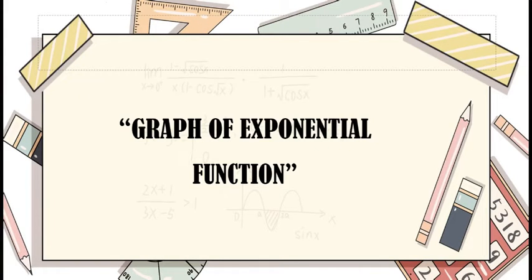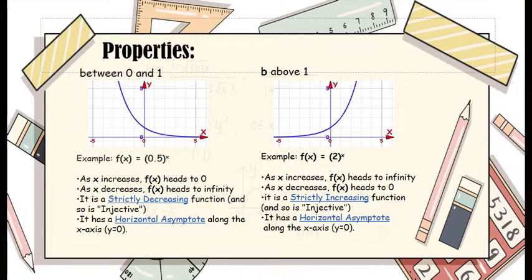Properties of the graph with b between 0 and 1. Example, f of x equals 0.5 raised to the power of x. For b between 0 and 1, as x increases, f of x heads to 0. As x decreases, f of x heads to infinity. It is a strictly decreasing function, and so is injective. It has a horizontal asymptote along the x-axis, y equals 0. The value of y is inversely proportional to x, opening to the right side.